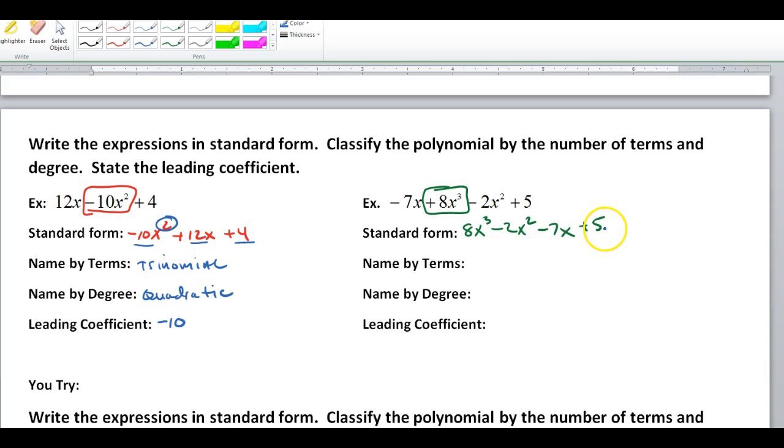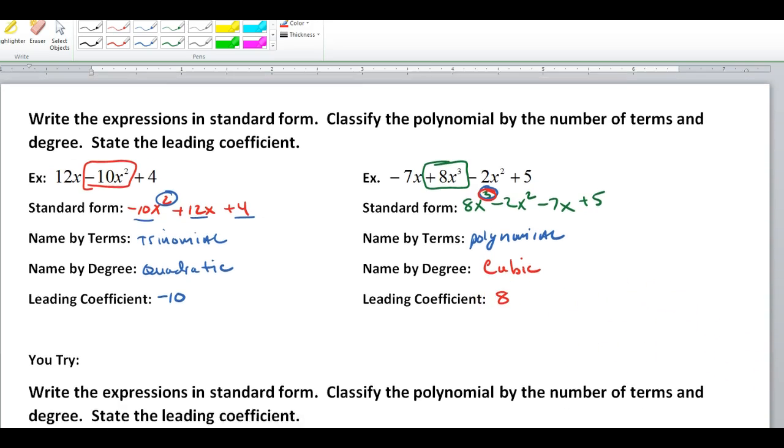Now this one has 4 terms. What do we call a polynomial with 4 terms? We call that just a polynomial. The name by degree, well, the highest exponent is 3. Therefore, what do we call a degree 3 polynomial? We call that a cubic. And the leading coefficient of that term is 8.